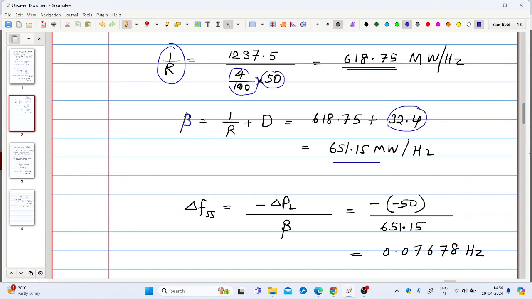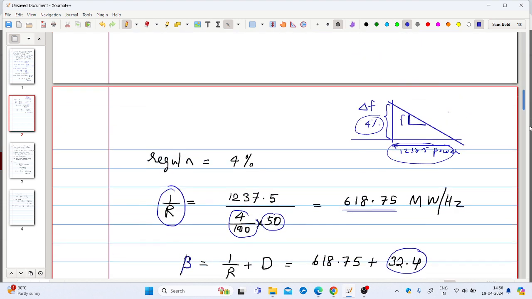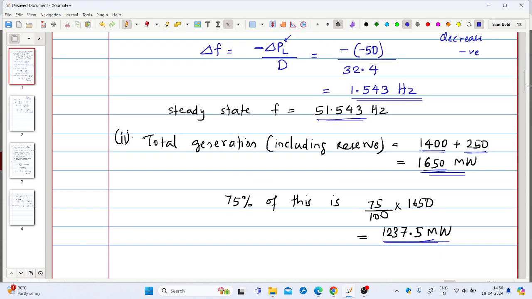So steady state frequency deviation is negative of load change divided by beta. So it will come around 0.07678 hertz. So you can see that the frequency deviation has reduced because of governor action. Previously it was 1.5 hertz change in frequency.